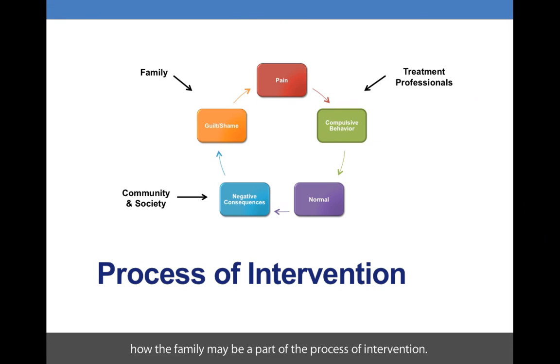Next, we can talk about how the family may be a part of the process of intervention. Family and friends typically step in and intervene during the guilt and shame stage. When loved ones learn to understand addictive disorders and can move beyond that moral model, they learn how to interact with the individual living with an addiction in non-shaming and non-guilting ways, which can then help reduce the person's pain and help stop the cycle from being repeated.